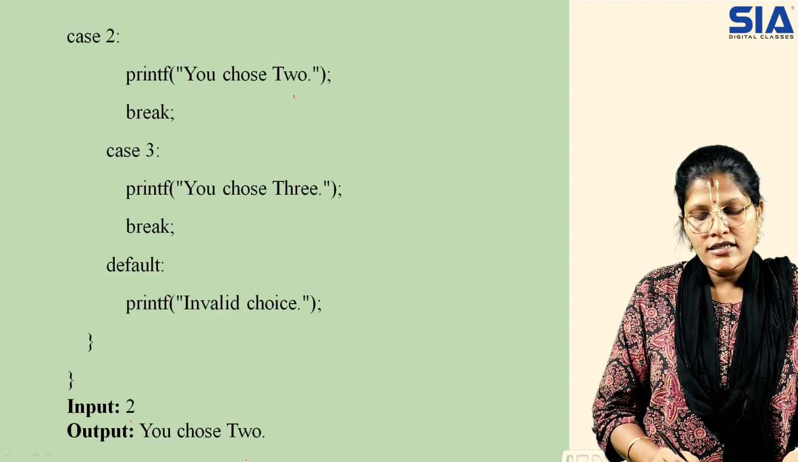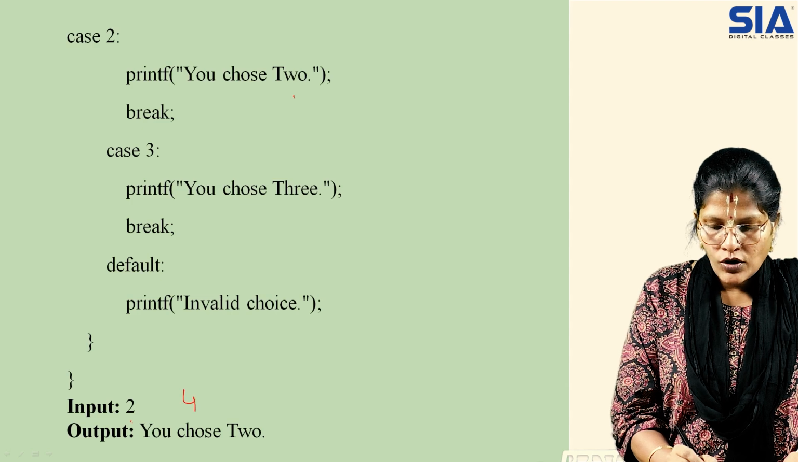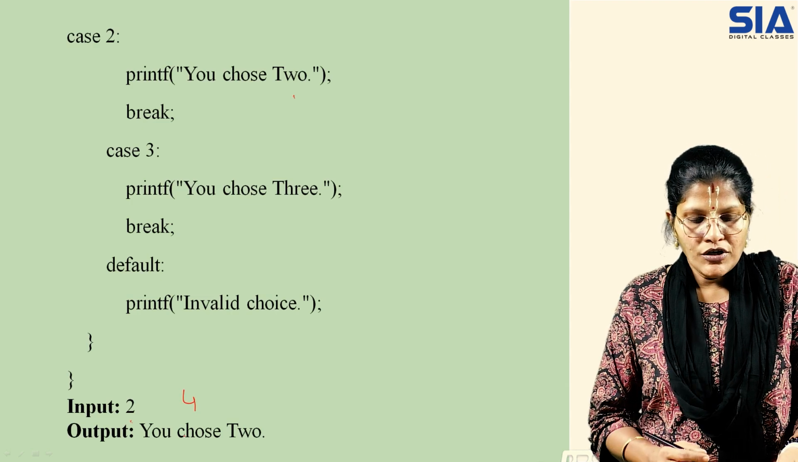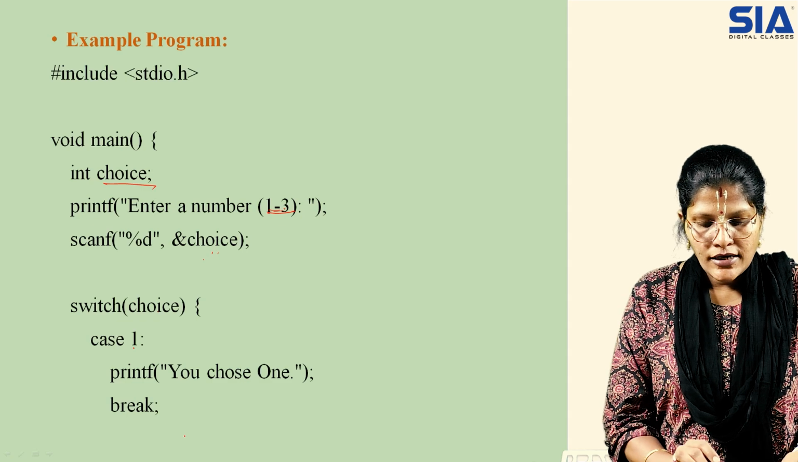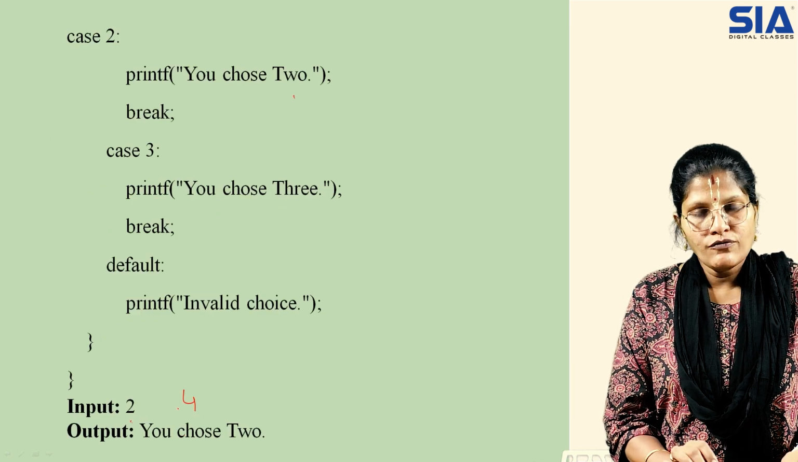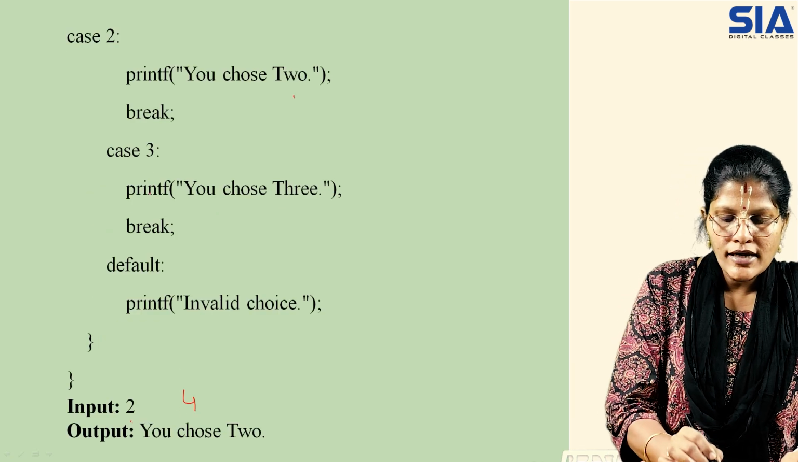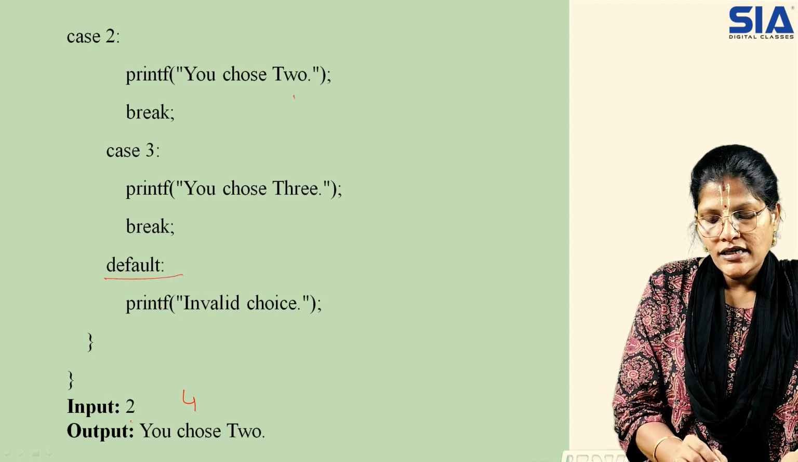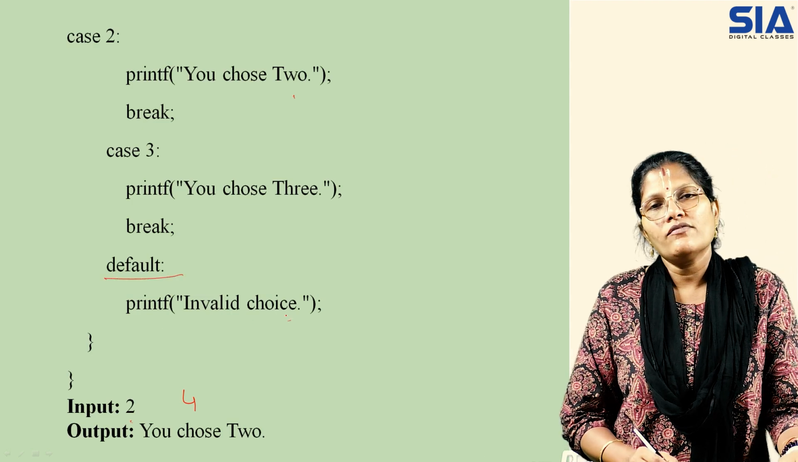Otherwise, if I give the case value as 4, now what happens here is the value is given as 4. So there are no cases which match with the 4. You will simply get a message that you have given an invalid choice.